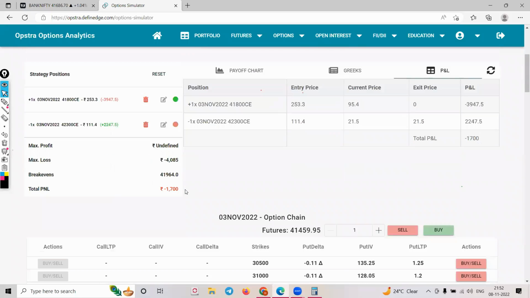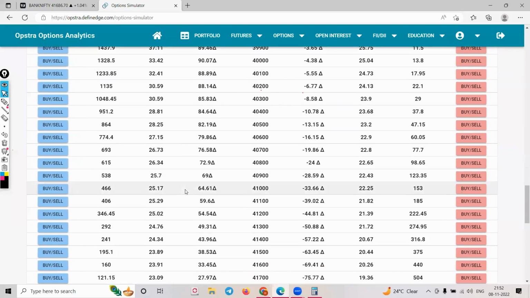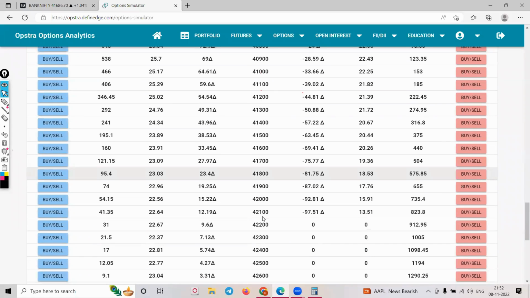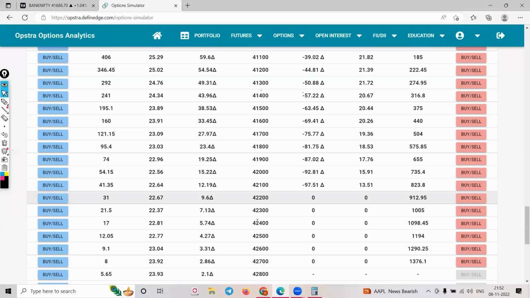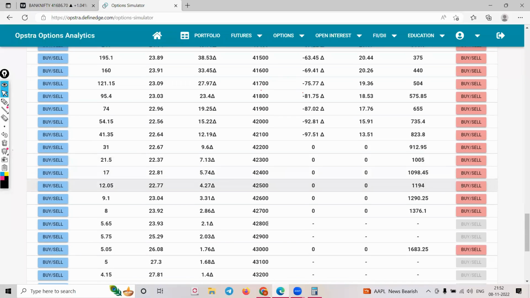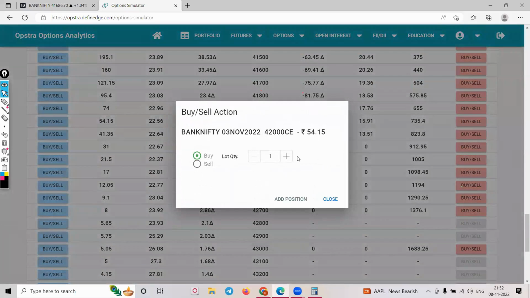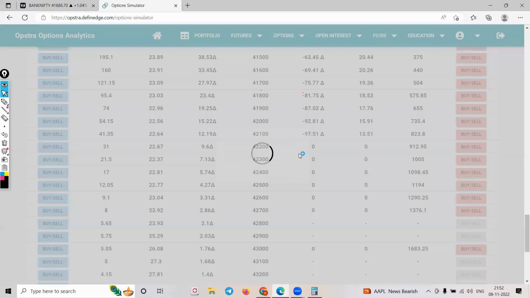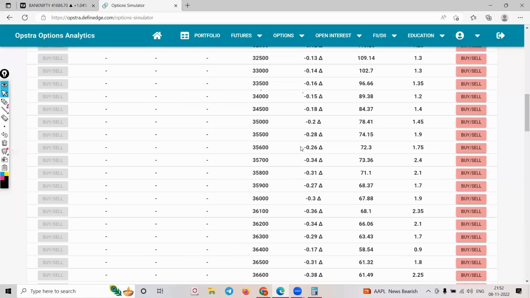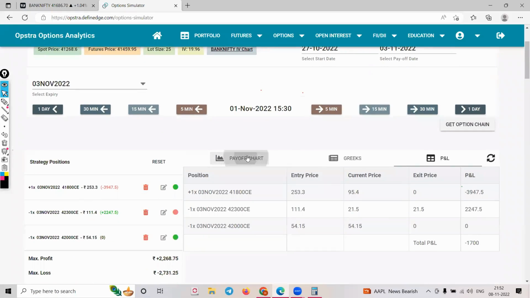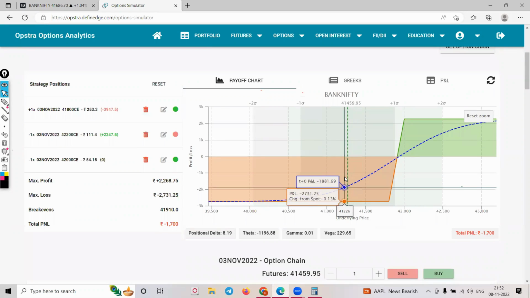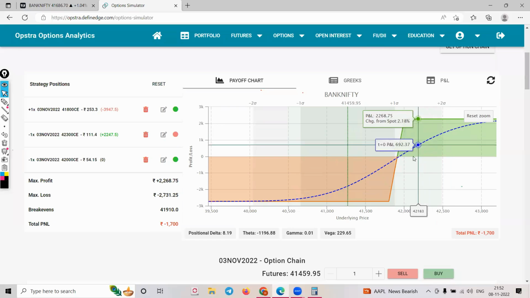But the thing is, we have to check whether the premiums are there or not. If we get some good premium, I think we can do that. 42,000, 54 rupees we are getting. But will you be okay to go for 2 lots? See, this is what happens.